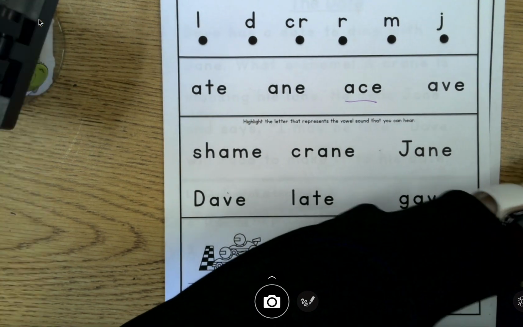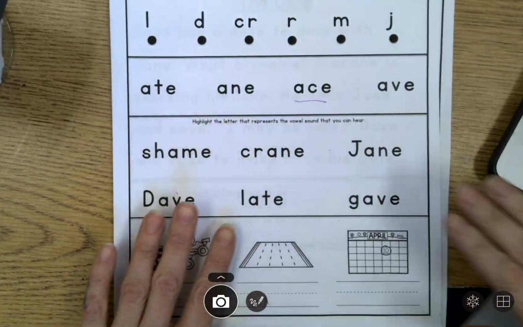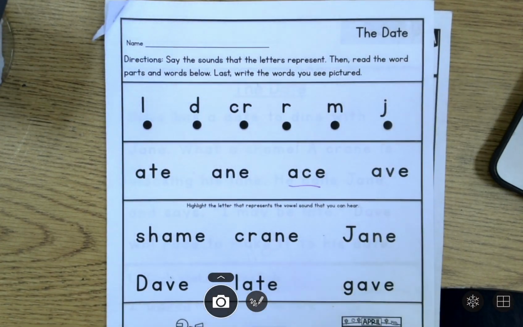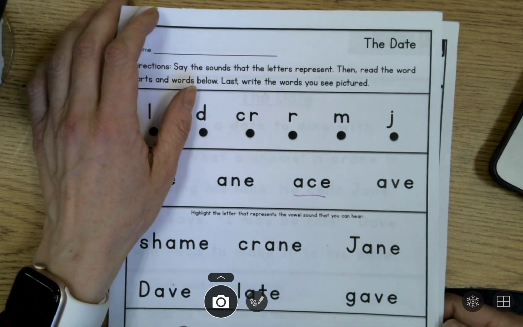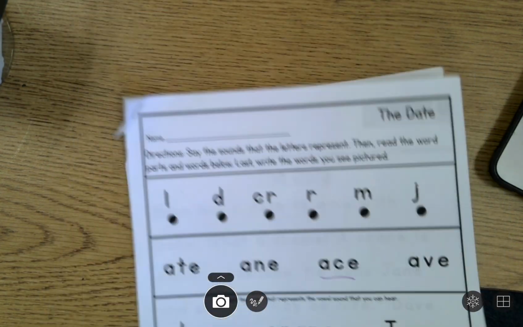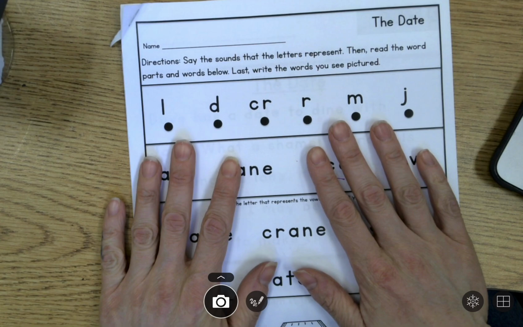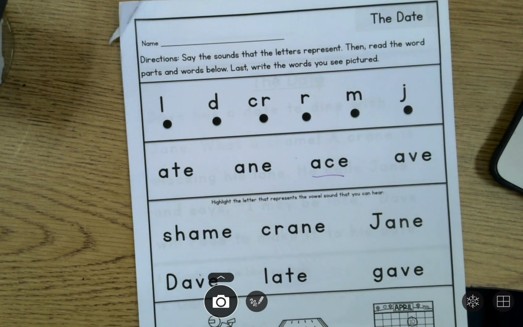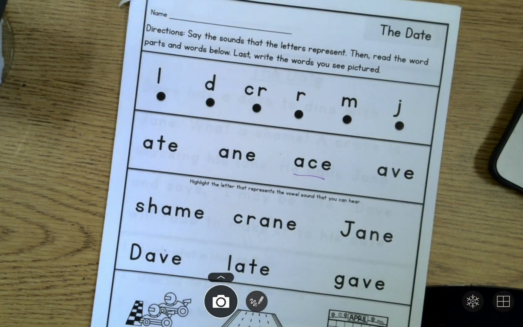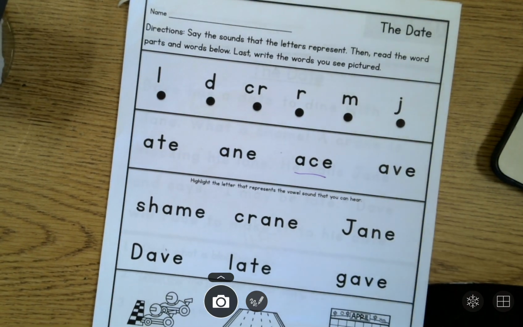Okay, let's make this big. Here we go. I need to make sure I'm recording. Yep. All right, so get out your packet that says "The Date." This packet is going to focus on the long A sound.